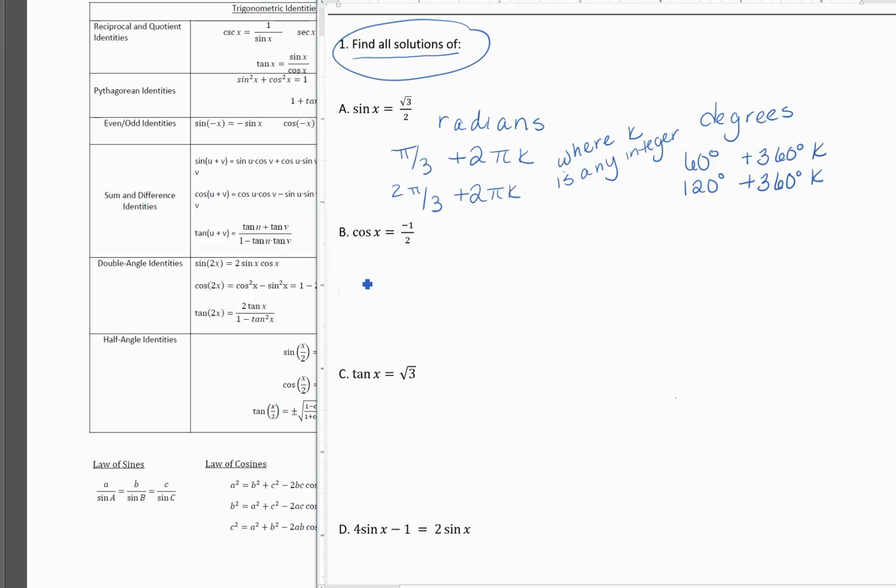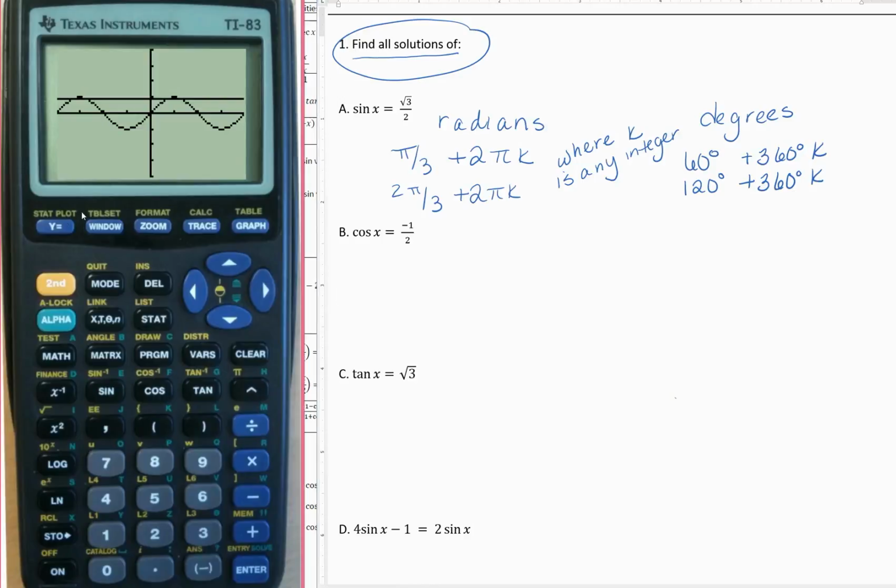Okay, so let's think about the next one. The next one we want to know, where's cosine of x equal to negative 1/2? And we could very similarly look at a graph.